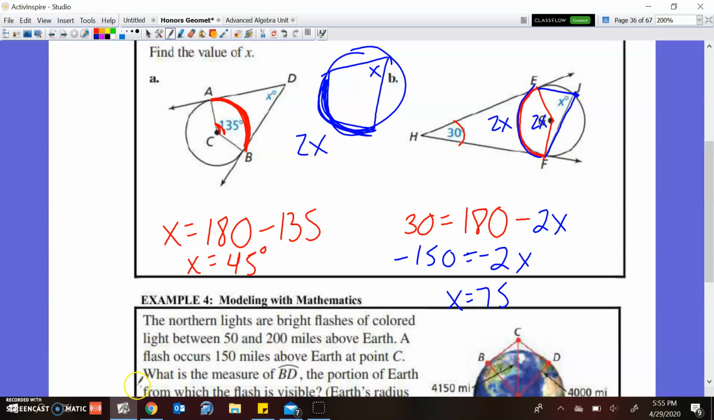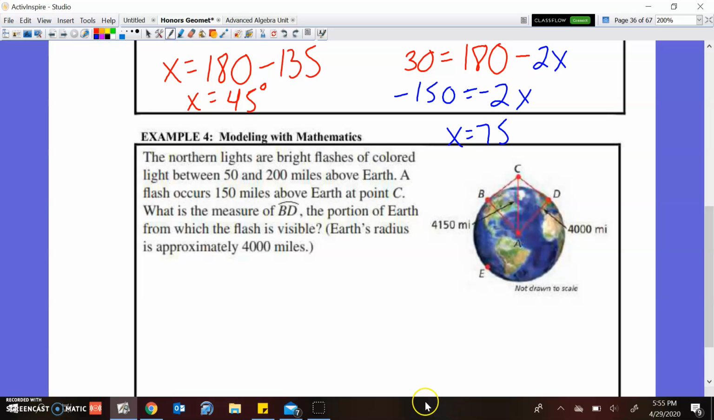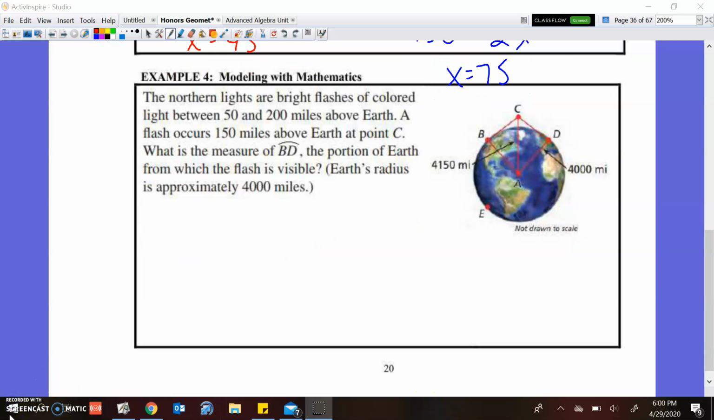Okay? All right, let's try this word problem and see where we stand with that. Okay? So let's read this. It says the Northern Lights, hopefully you've seen those, or maybe you have intentions of it. I haven't seen them, but I do have intentions of it. I think they seem pretty incredible.